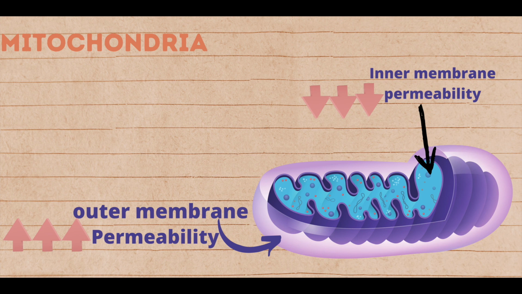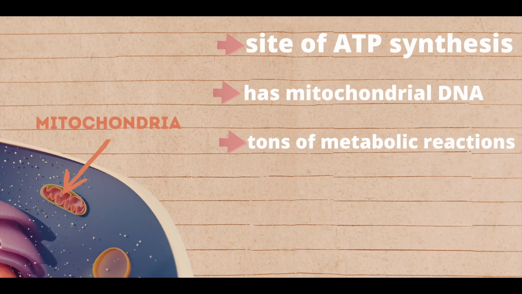of there. Secondly, we have the inner membrane where there is little or less permeability. So it's going to be harder for molecules to come in and out of the inner membrane. So outer membrane, increase permeability, inner membrane, less permeability. Okay, so there are a couple functions to the mitochondria.